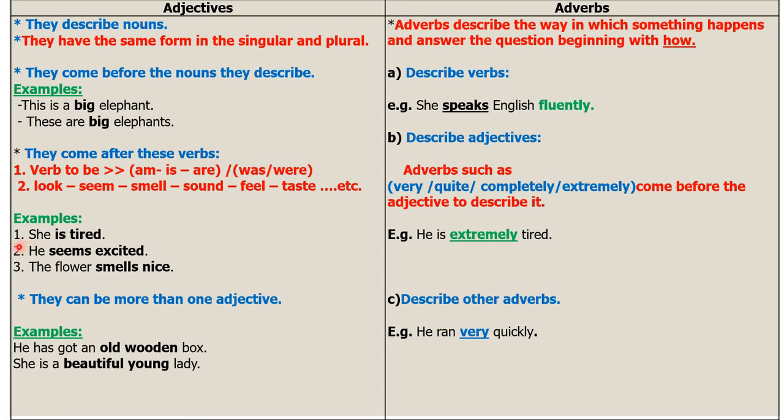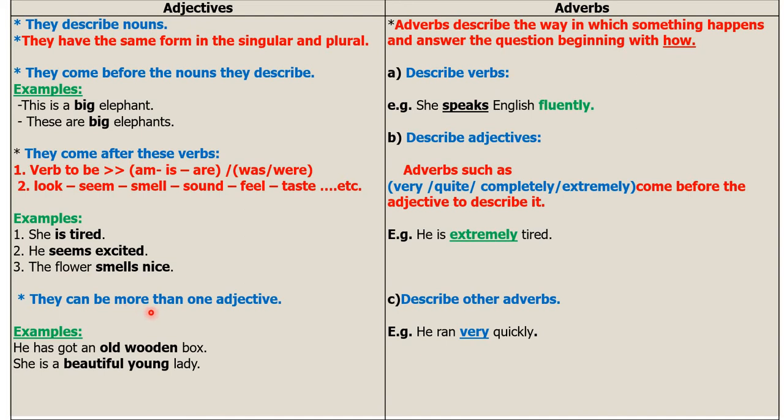Okay? For example, she is tired. So what did we do here? We have verb to be, is, and tired is the adjective, so I put tired, the adjective, after verb to be, right? Number two, he seems excited. Where is the adjective? Excited, right? And where is the verb? Seems. So I put the adjective after the verb. Number three, the flower smells nice. Nice here is the adjective and I put it after the verb smells.